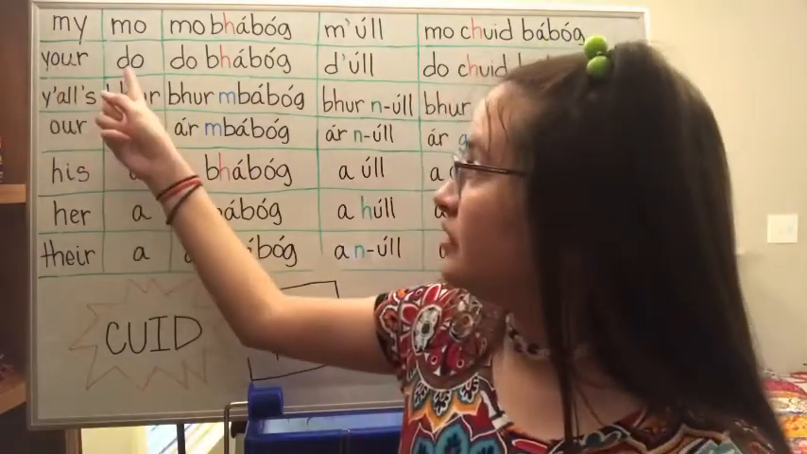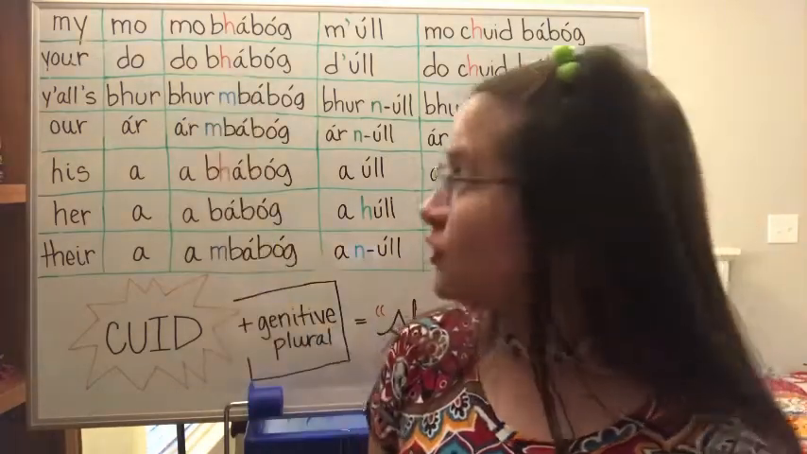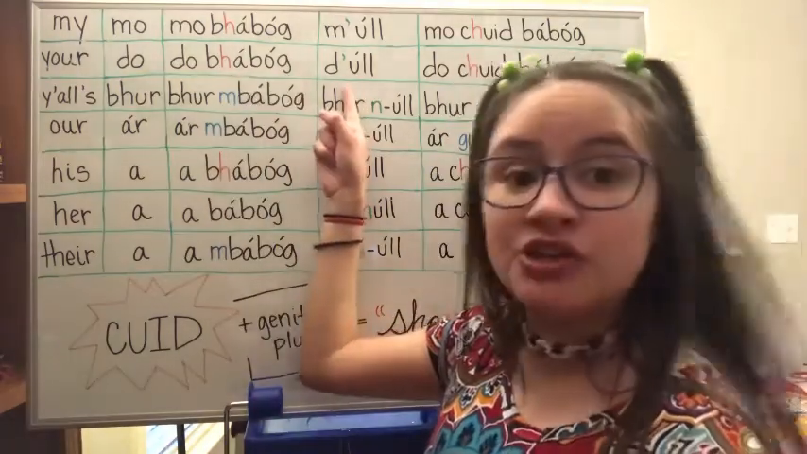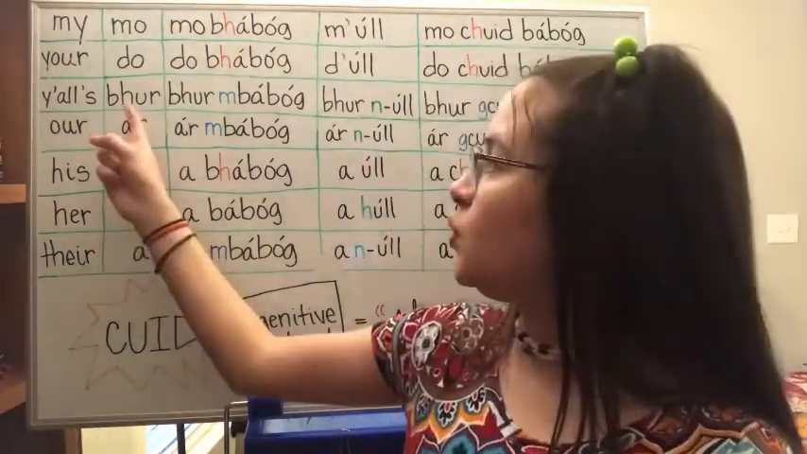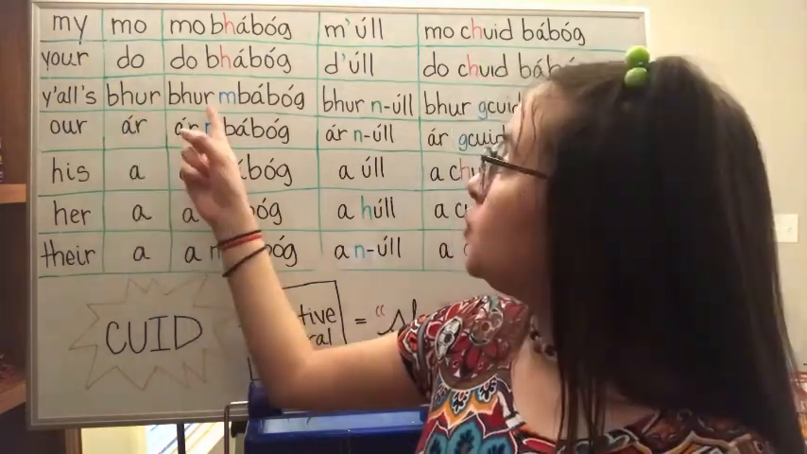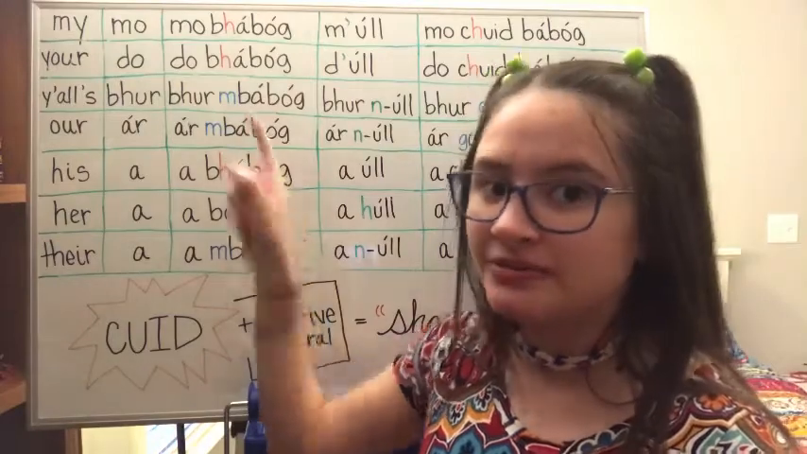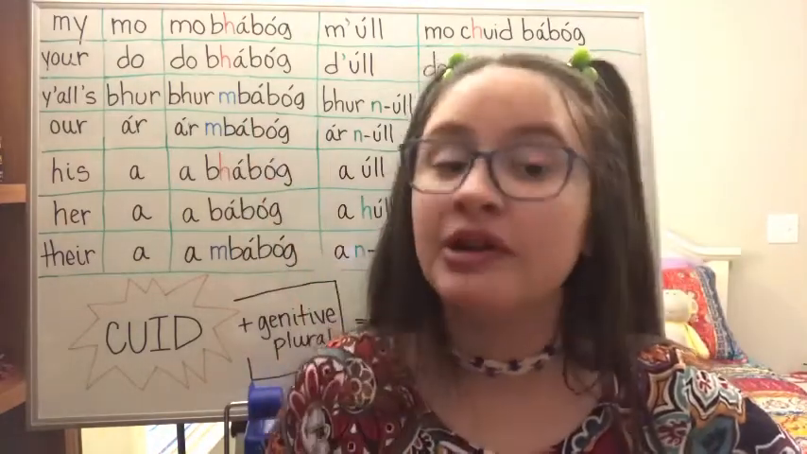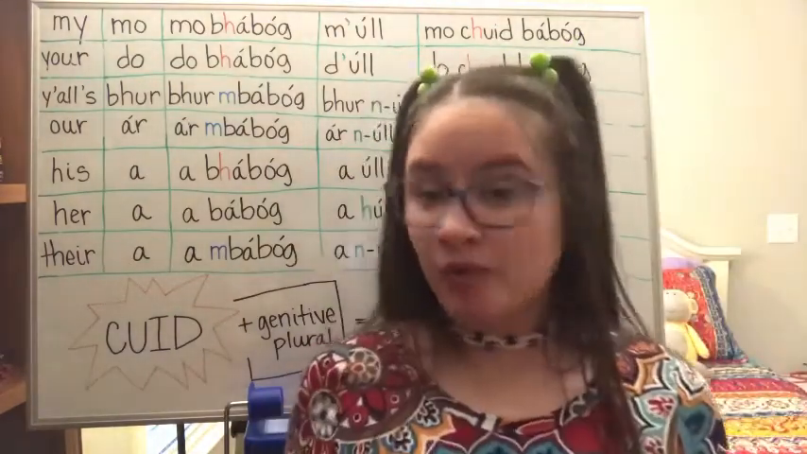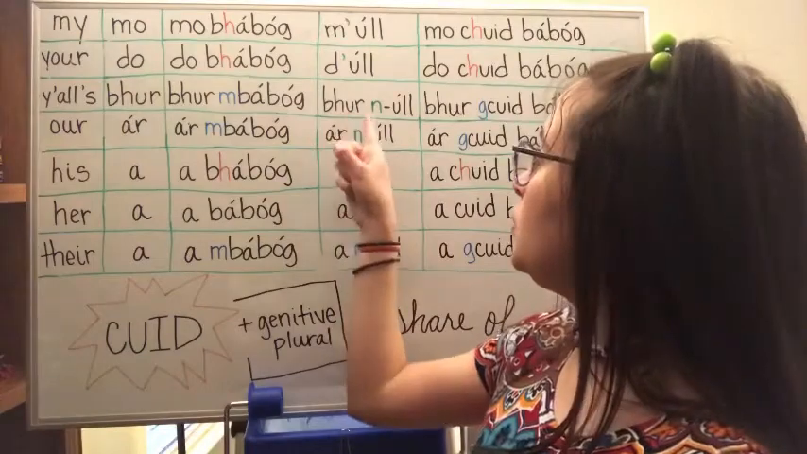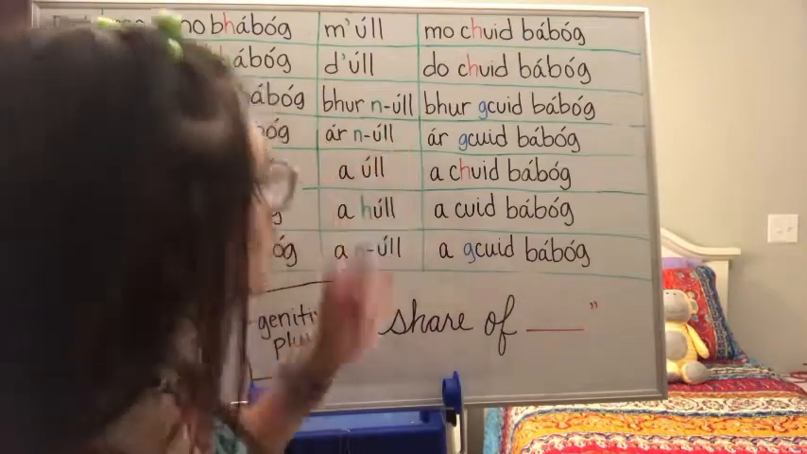Your is do. Do bhabóg, your doll. Your apple is d'úll. That's very similar to this. Y'all's is bhur. Bhur mbabóg. Here, this undergoes eclipsis. I told you it was important to learn lenition and eclipsis, so I'm just saying it again. What about y'all's apple? Well, it'd be bhur n-úll. You just add an N dash úll.